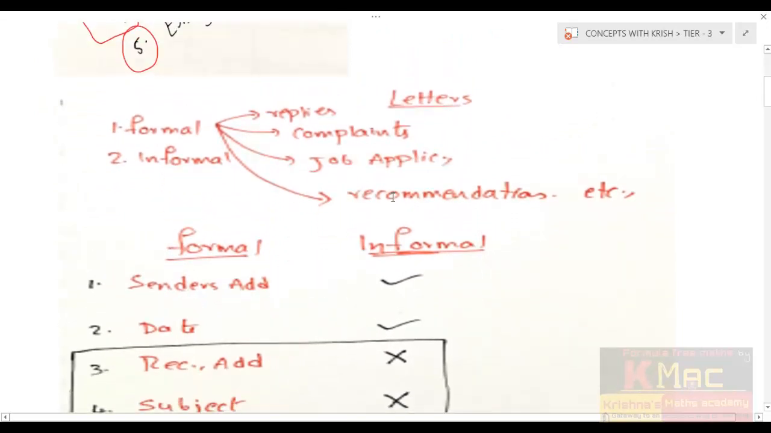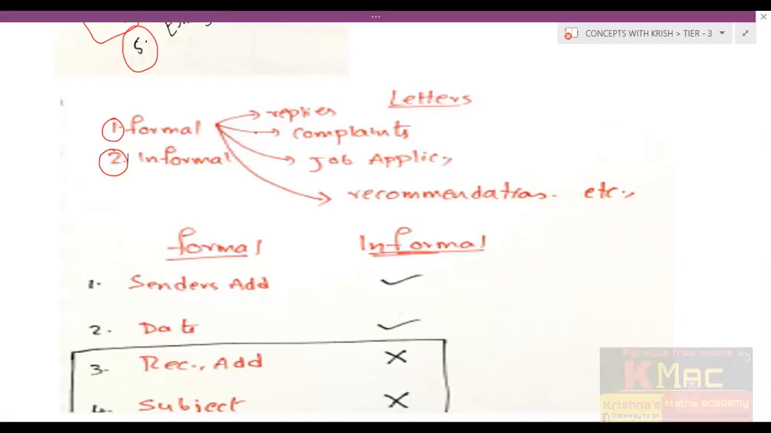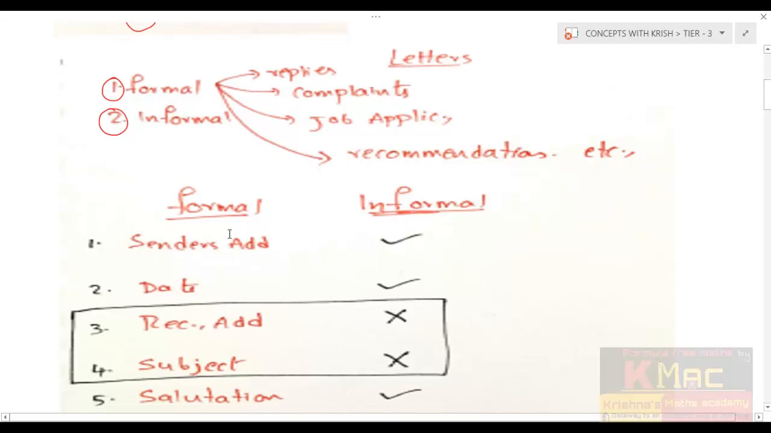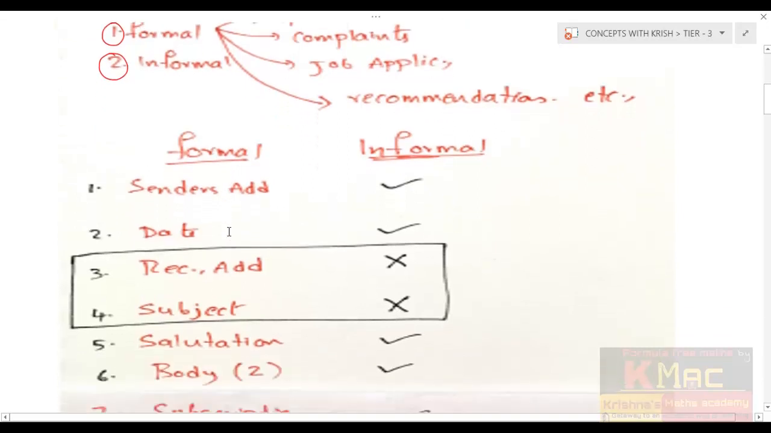So letters, we have 2 kinds of letters, formal letters and informal letters. Formal letters can be replies, complaints, job applications and recommendations, etc. Formal letters are basically what we write for some official purpose. Informal letters we write to blood relations or relatives, friends, or our dear ones. In informal letters we can show a lot of creativity and be very casual, whereas in formal letters you have to be very formal and professional.